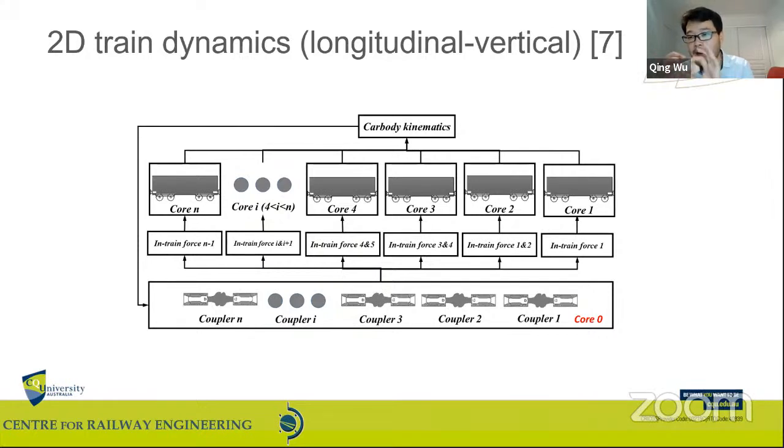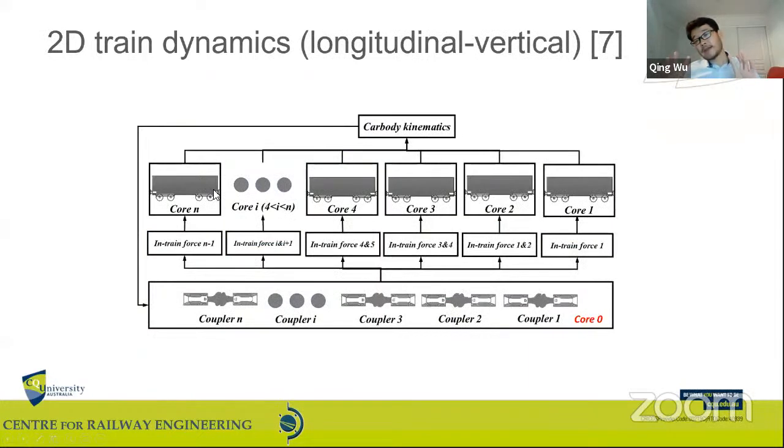Having decided how much force those connection systems carry, the master computer core will tell the slave computer cores, okay, vehicle one, you will have 200 kilonewton force on your coupler. Vehicle two, you will have 300 kilonewton force on your coupler. Then these individual vehicles use this coupler force to do their own simulation again, update their location and velocity, then report back to the master computer core. Using that cycle, we can do the train simulation.